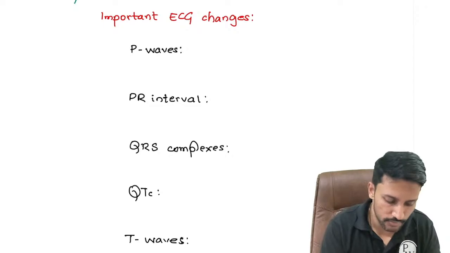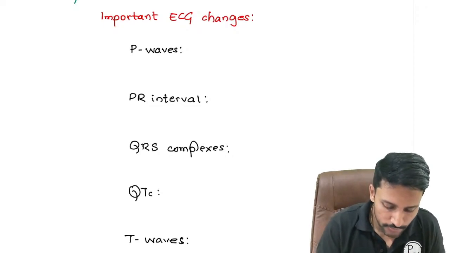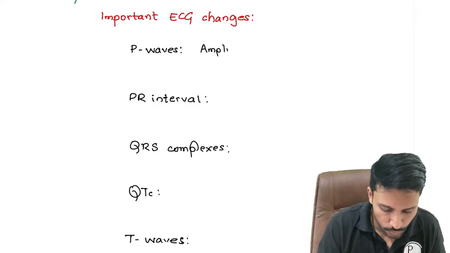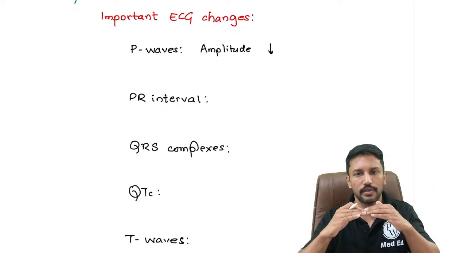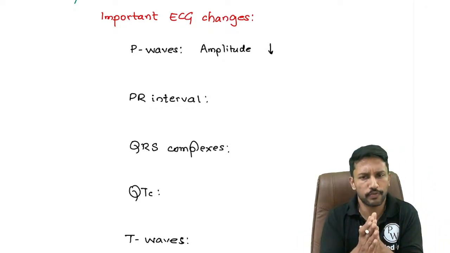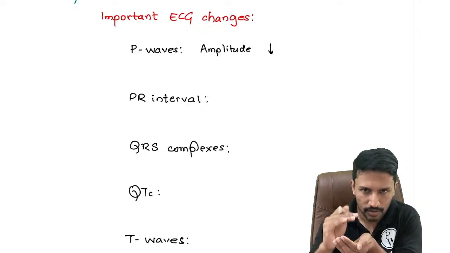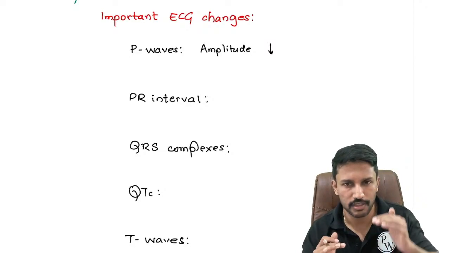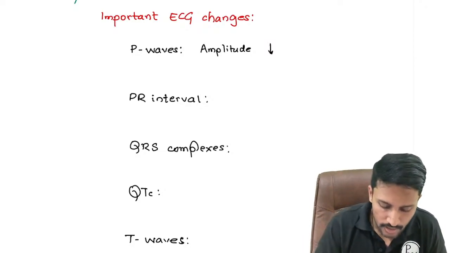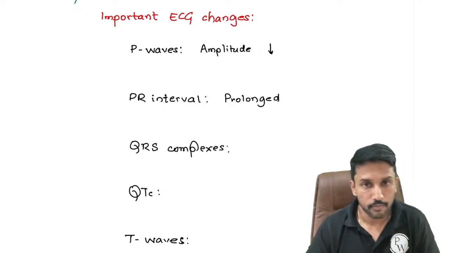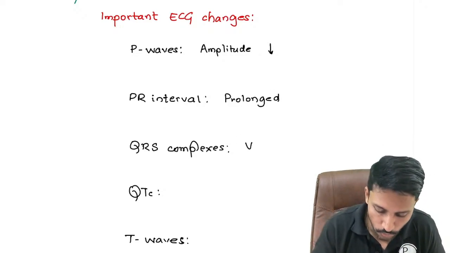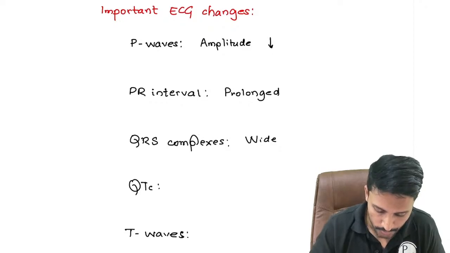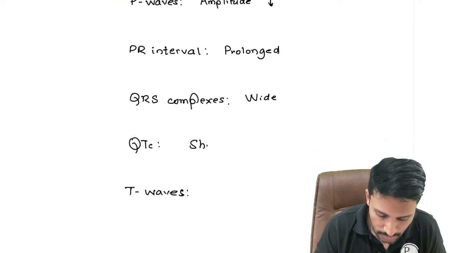So as the potassium levels increase, P wave amplitude decreases. The P wave becomes small. The P wave has a normal height of up to 2.5 small squares. It becomes smaller as the potassium level increases. PR interval starts becoming prolonged. QRS complexes become wide. Okay. And the QT interval becomes short.